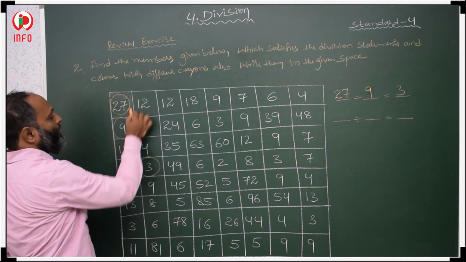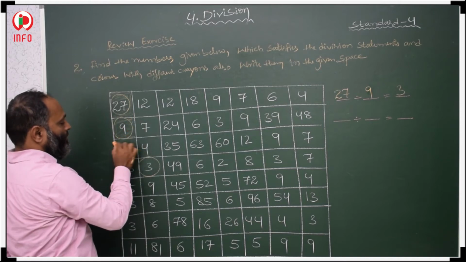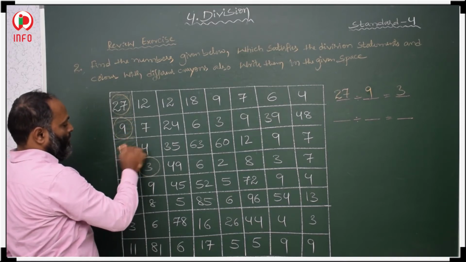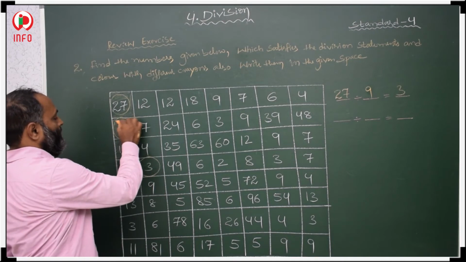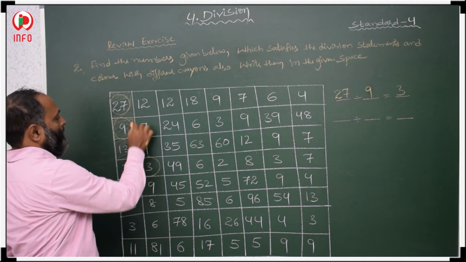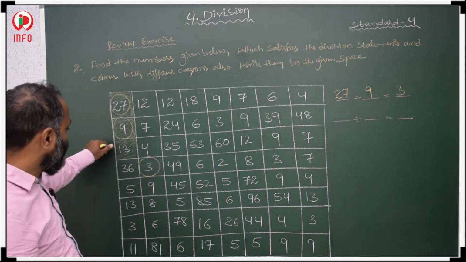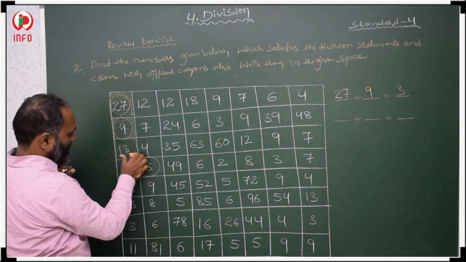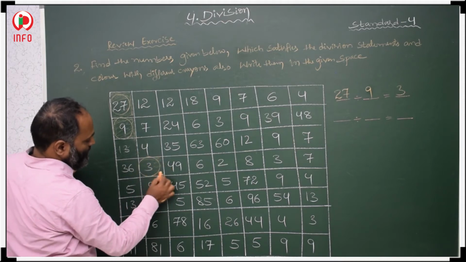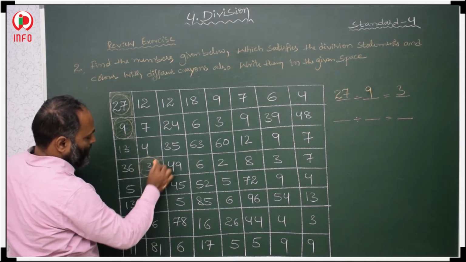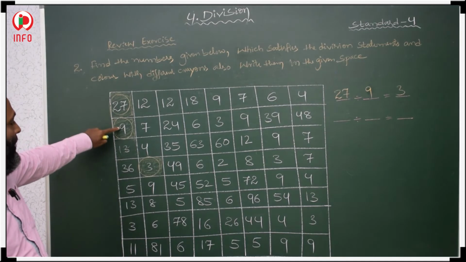With different crayons you have to color. Okay? Like this. 27 divided by 9 gives 3. So there is our 3. So we have 3 here. 27 divided by 9 is equal to 3.